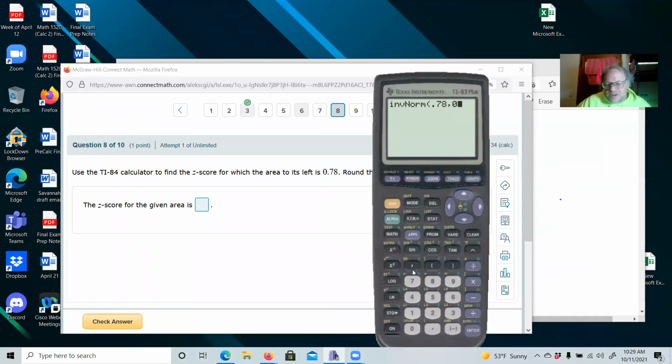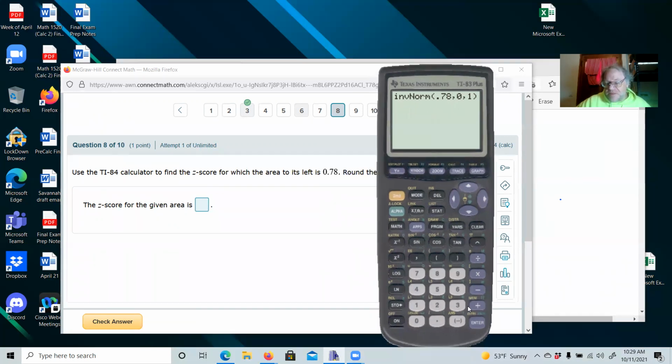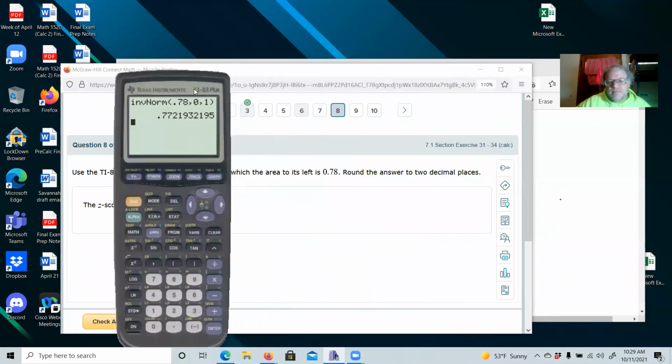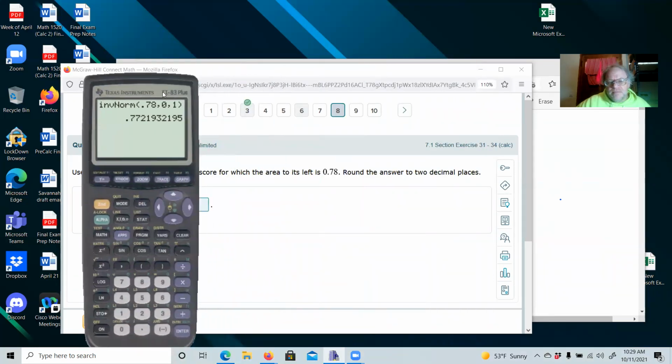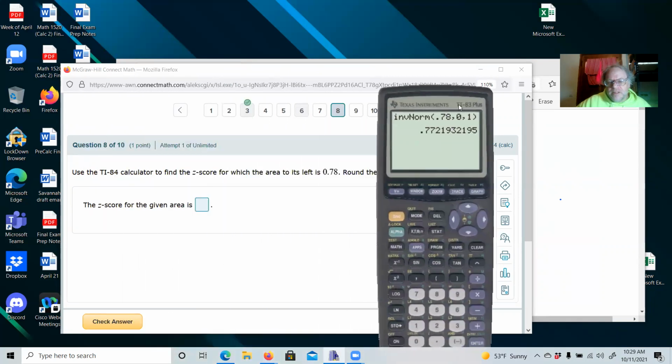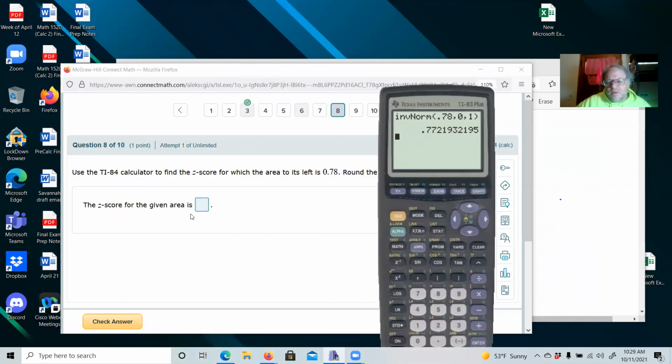I think we need 0 and 1 here to let it know that it's a standard normal. Okay, but it might not. Again, if you have a TI-84, it's a little bit easier because it prompts you to do the various things. Okay, if you have a TI-83, you're kind of stuck with memorizing this thing. Okay, we're going to test this. We're going to say 0.77.